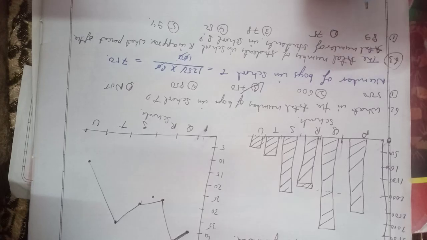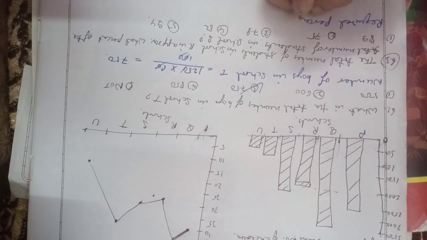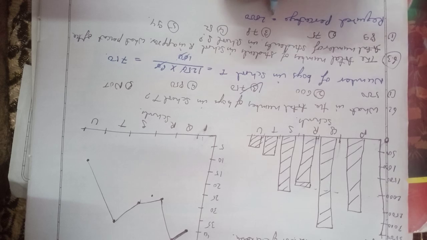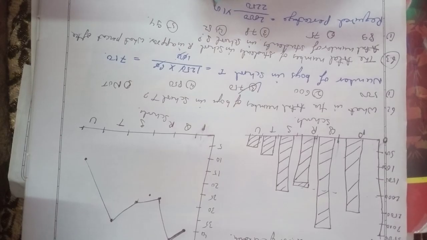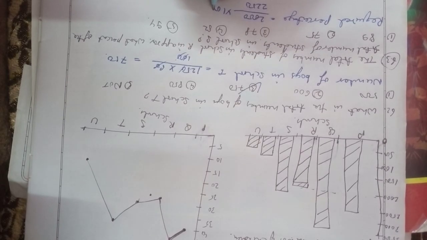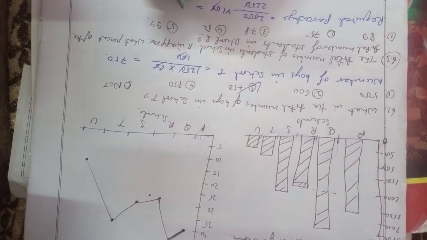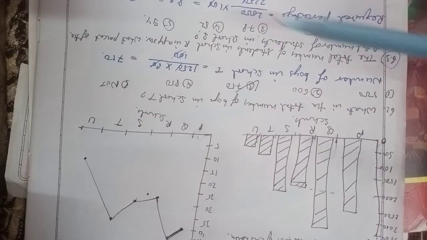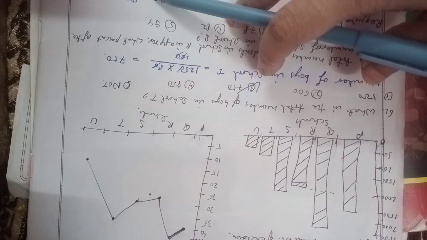Here, required percentage equals 2000 upon 2250 into 100. So the 1 0 being cancelled here, that will be 88.88, which equals 89, because the number after the decimal place will be more than 5, so we add 1 here, it will be 88.89. So the answer is 89 approx.